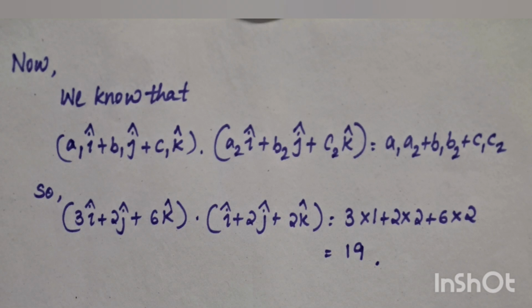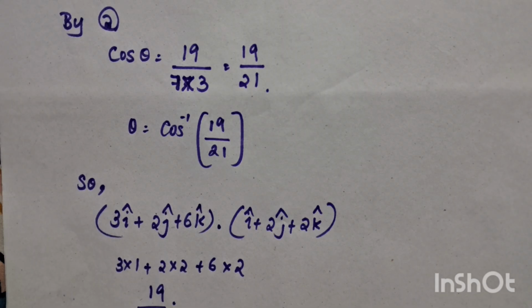Now we know that (a1 i cap plus b1 j cap plus c1 k cap) dot (a2 i cap plus b2 j cap plus c2 k cap) is equal to a1 a2 plus b1 b2 plus c1 c2. Again by substituting the values of b1 vector and b2 vector, after substituting we will get 19. Now by equation 2, cos theta is equal to 19 by 21. So theta is equal to cos inverse 19 by 21.